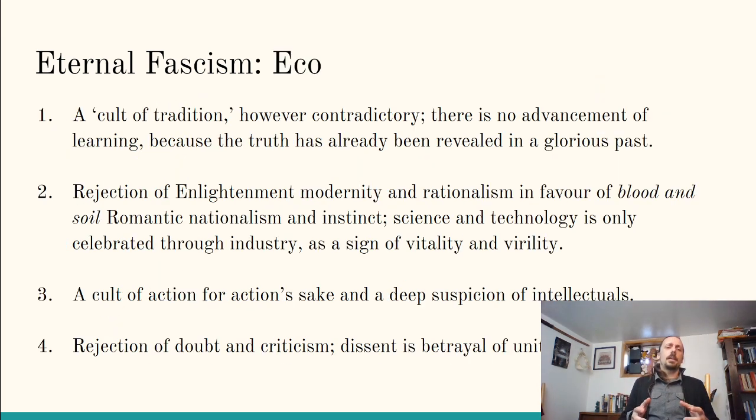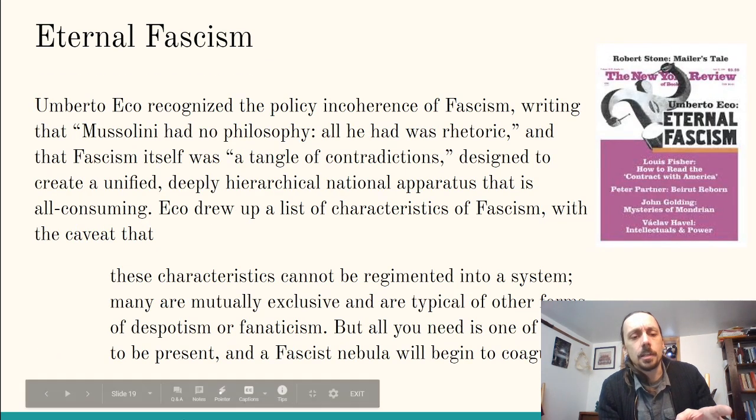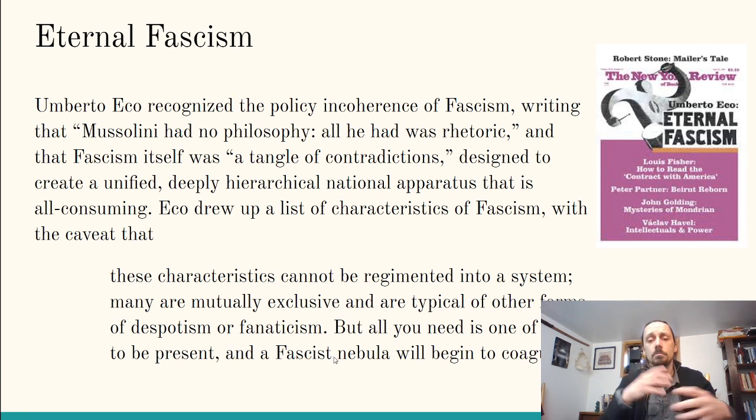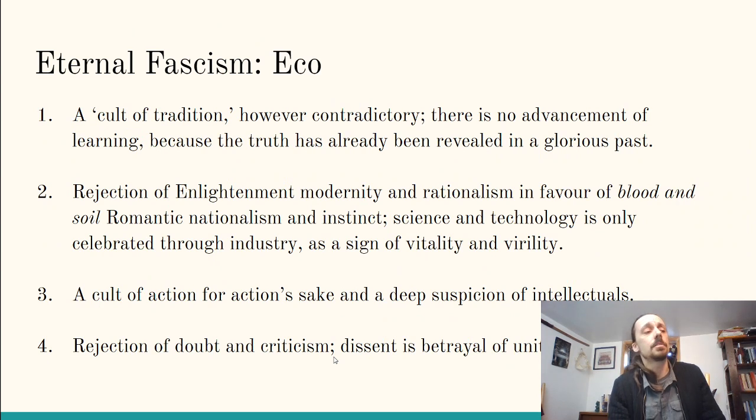But let's look at some of the characteristics of fascism that Umberto Eco gave. He's a famous author and philosopher. So what he says, let me just go back here: these characteristics are not a system, because fascism is not a system. Many are in fact mutually exclusive, but all you need is one of them to be present, and a fascist nebula will begin to coagulate. So the idea is that we have these characteristics, and they're more or less present in varying amounts wherever there is fascism.